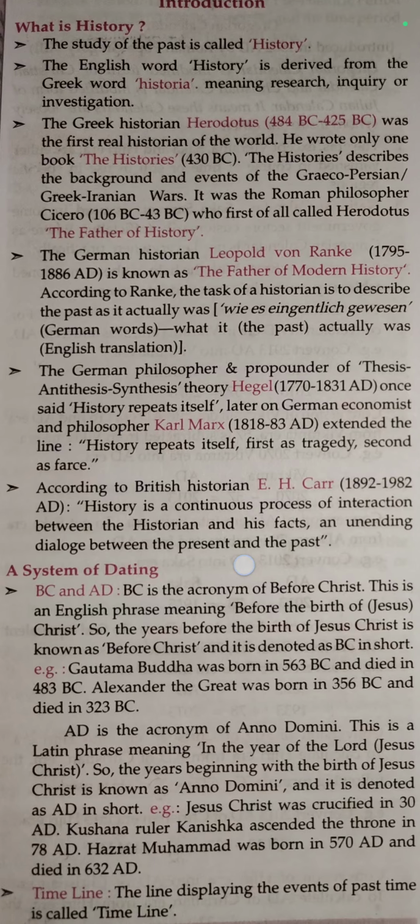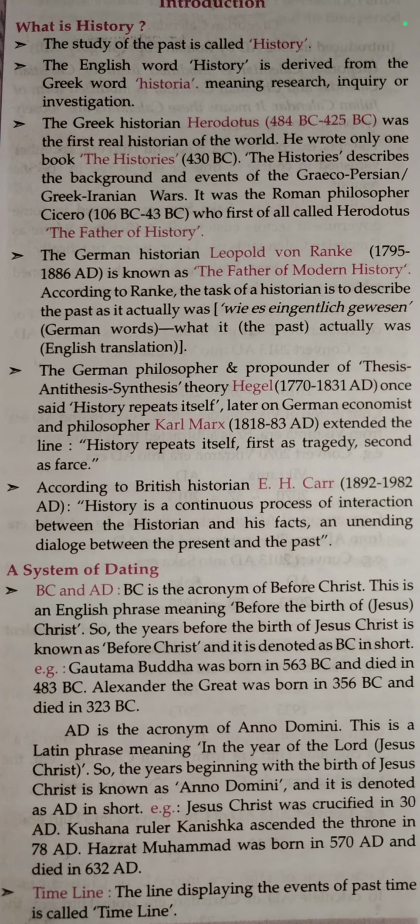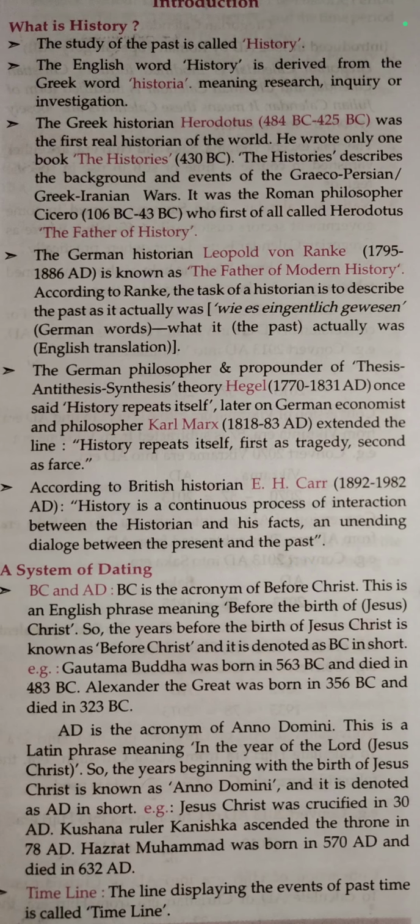According to British historian E. H. Carr, 1892 to 1982 AD, history is a continuous process of interaction between the historian and his facts, an unending dialogue between the present and the past.